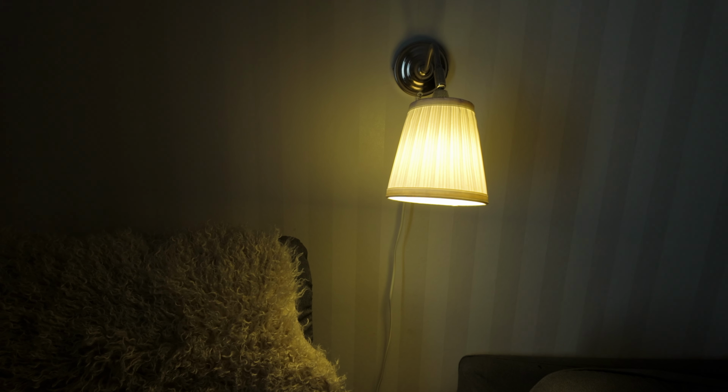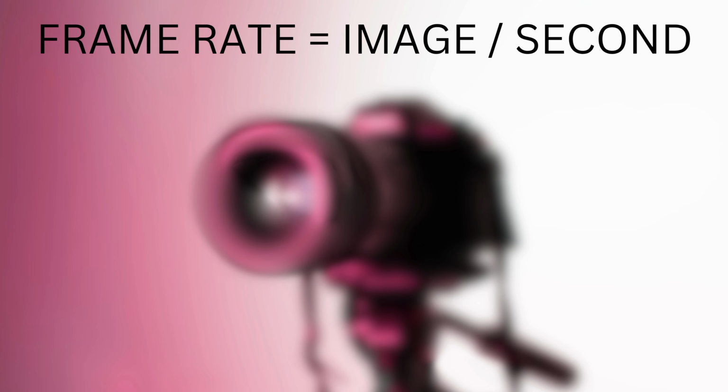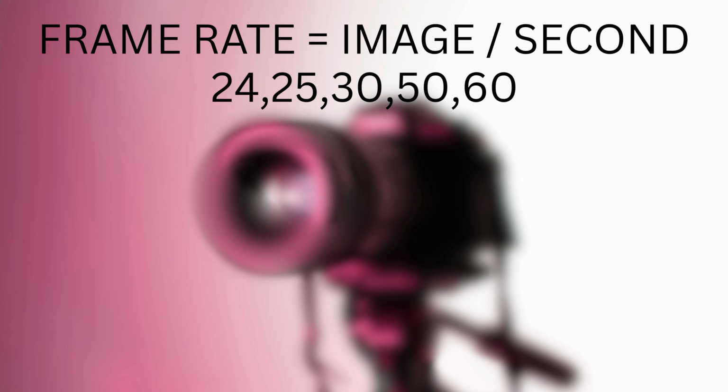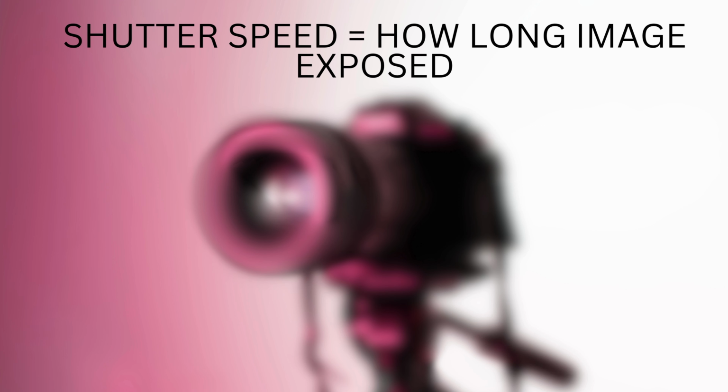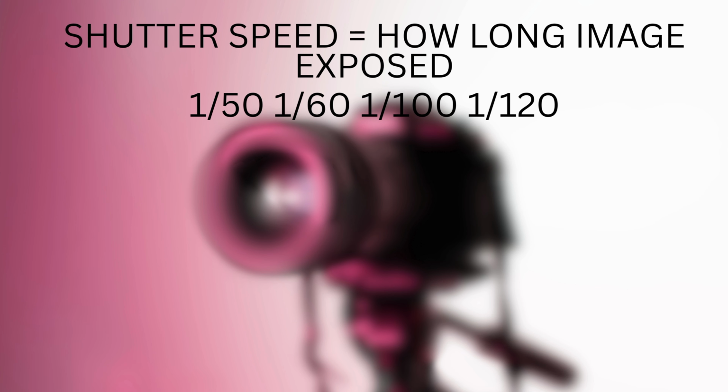You only need to understand two things: frame rate and shutter speed. Frame rate: how many images your camera records per second, 24, 25, 30, 50 or 60 and so on. Shutter speed: how long each image is exposed, 1/50, 1/60, 1/100 of a second, etc.